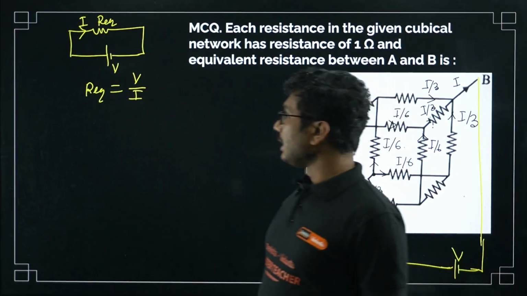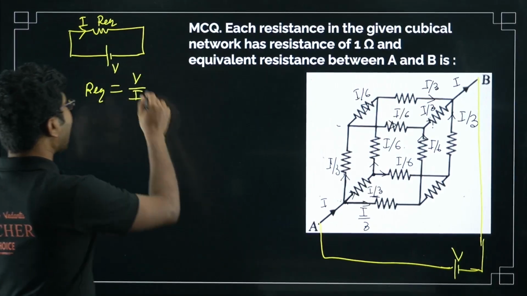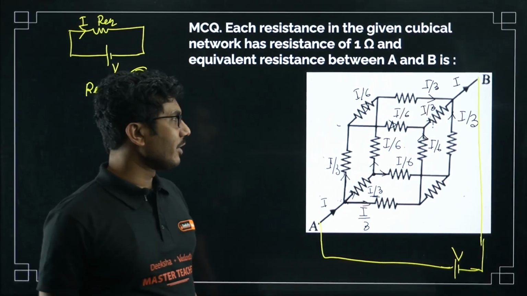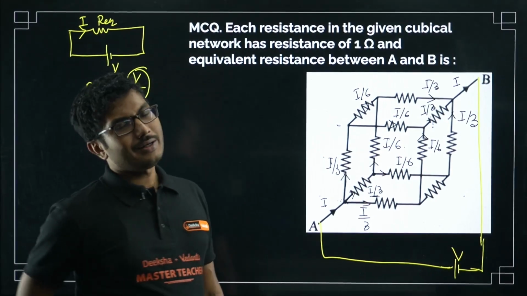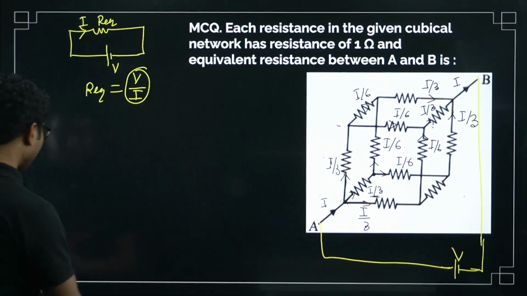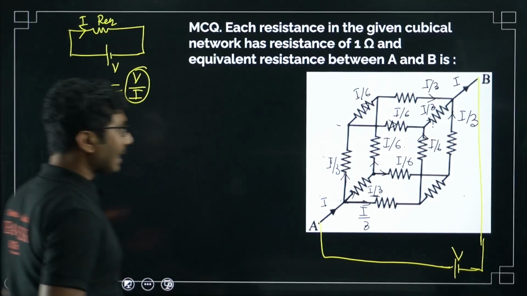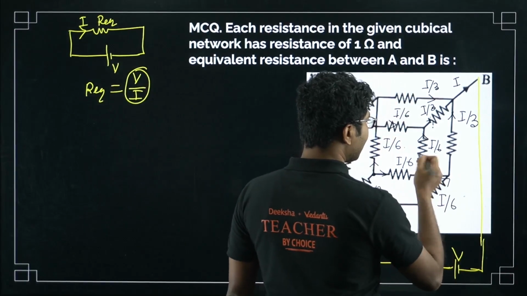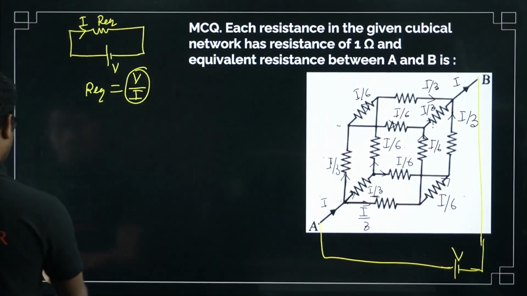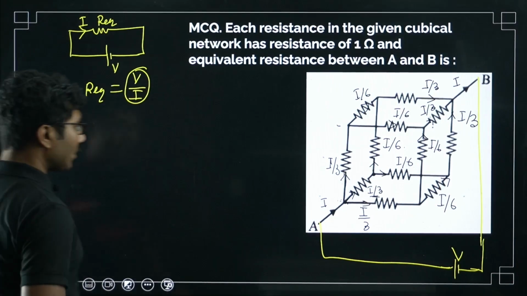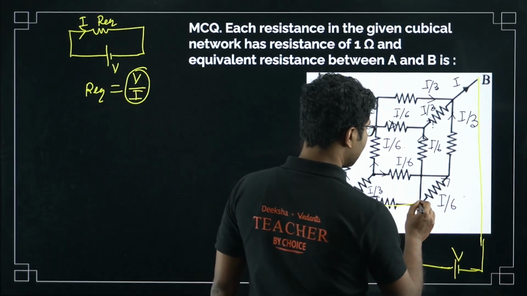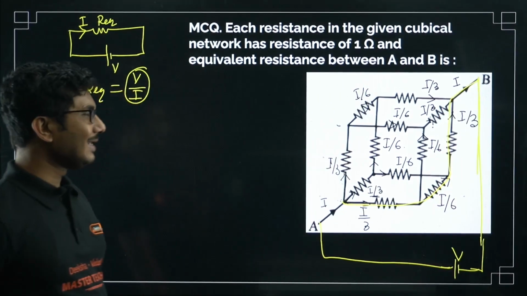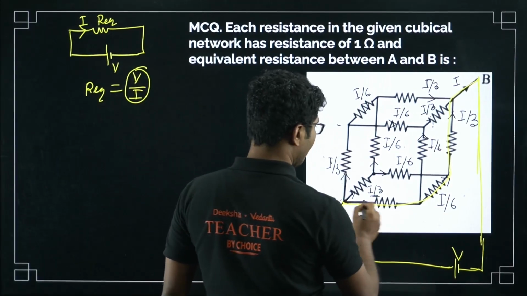Now if somehow I am able to calculate V by I from one of the loops that I have drawn here, then I can find the equivalent resistance. As simple as that. So that is our target. Our target is to find one of the loops through which we can calculate the equivalent resistance. Whatever loop we consider, suppose we are considering this loop. We will apply KVL in this particular loop.